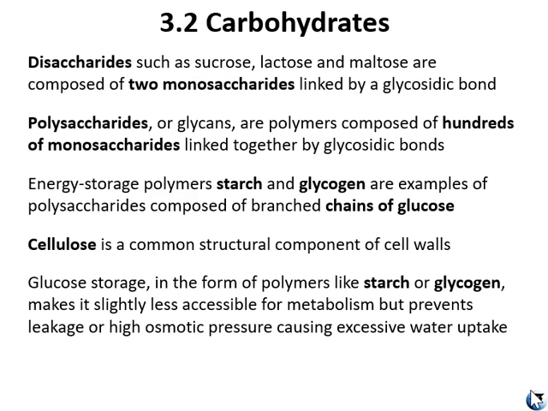The single sugars are called monosaccharides, but carbs that have 2 sugars, such as sucrose, lactose, and maltose, are called disaccharides. Then you also have polysaccharides or glycans. These are polymers composed of hundreds of monosaccharides linked together by glycosidic bonds. Energy storage polymers such as starch and glycogen are examples of polysaccharides, and they're composed of branched chains of glucose.